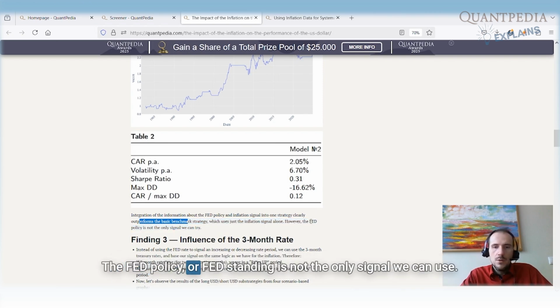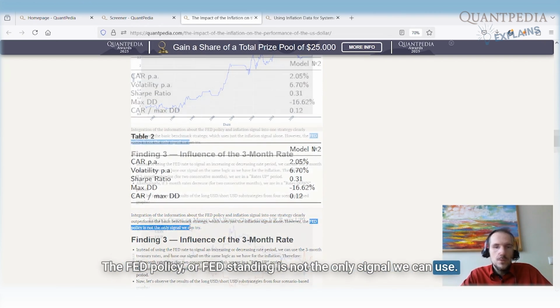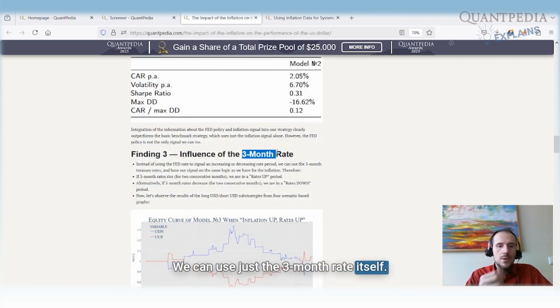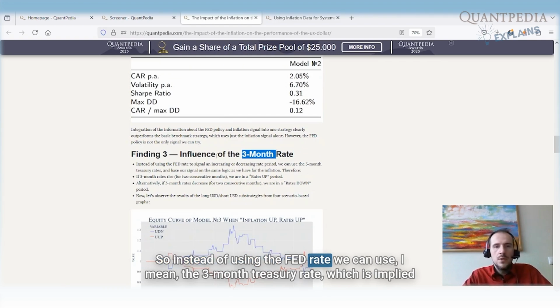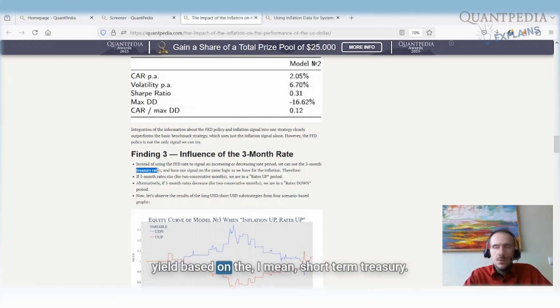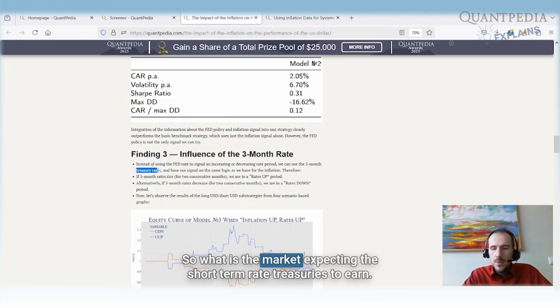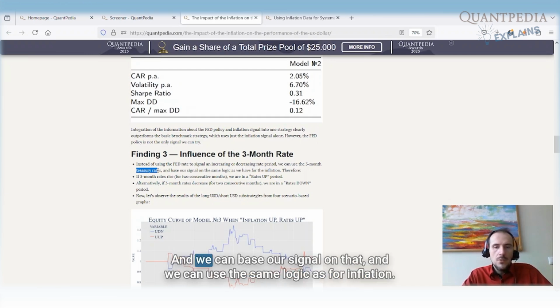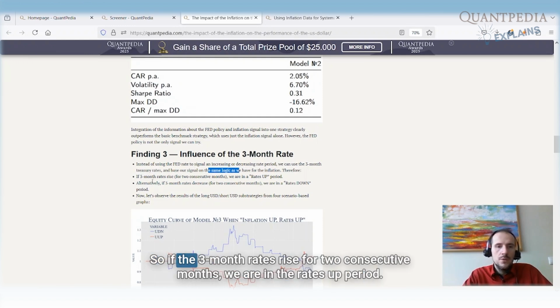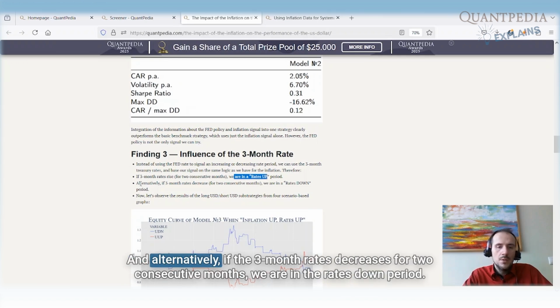The Fed policy or Fed stance is not the only signal we can use. We can use just the 3-month rate itself. So instead of using the Fed rate, we can use the 3-month treasury rate, which is the implied yield based on the short-term treasury. So what is the market expecting the short-term treasuries to earn? And we can base our signal on that, using the same logic as for inflation. If the 3-month rates rise for 2 consecutive months, we are in the rates up period, and alternatively, if the 3-month rates decrease for 2 consecutive months, we are in the rates down period.